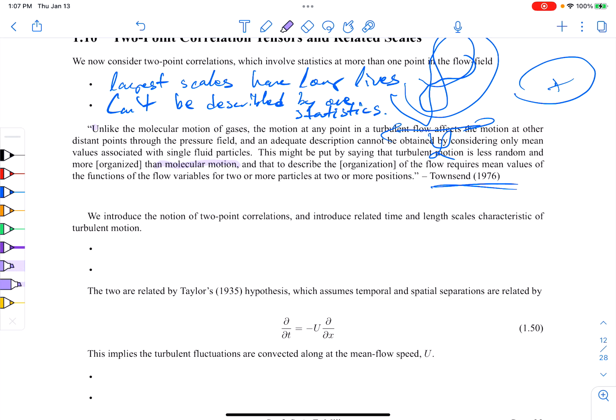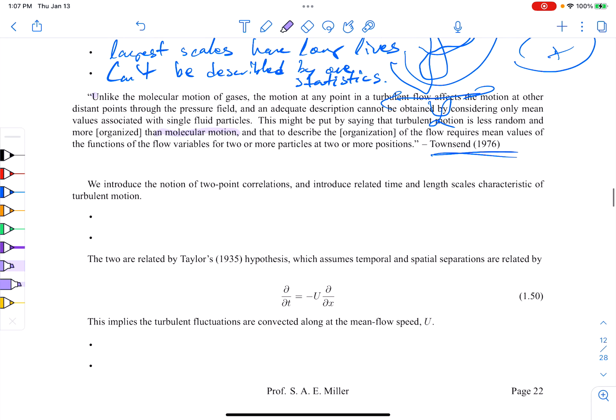When you think about the kinetic theory of gases, you have a bunch of particles and they're all seemingly moving around like billiard balls on a pool table. There's some order to that. But he's saying that the large-scale turbulent structures, at least, are more predictable and less random than the molecular motion at the atomic scale. And he's saying that to describe the organization of the flow will require mean values of functions of the flow variables for 2 or more particles at 2 or more positions. And this is the key point: at 2 or more positions.